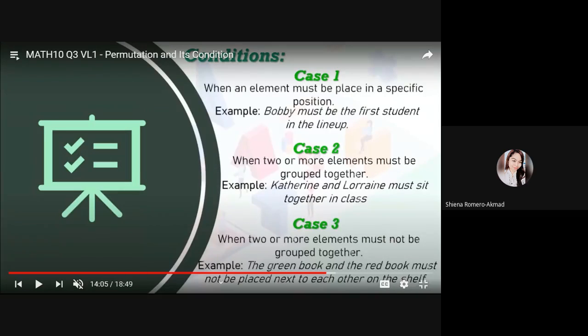Another example is that the green book and the red book must not be placed next to each other on the shelf. So if you are given a situation, madali nyo malalaman kung aling phrase, anong statement yung nagsasabi ng condition because we have here 3 cases. Case 1, if the element must be placed in a specific position. Case 2, 2 or more elements must be grouped together. And case 3, 2 or more elements must not be grouped together.